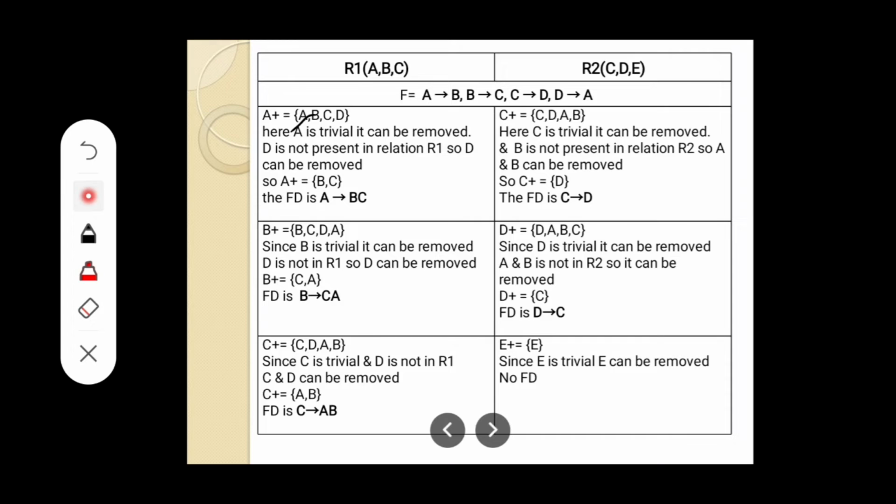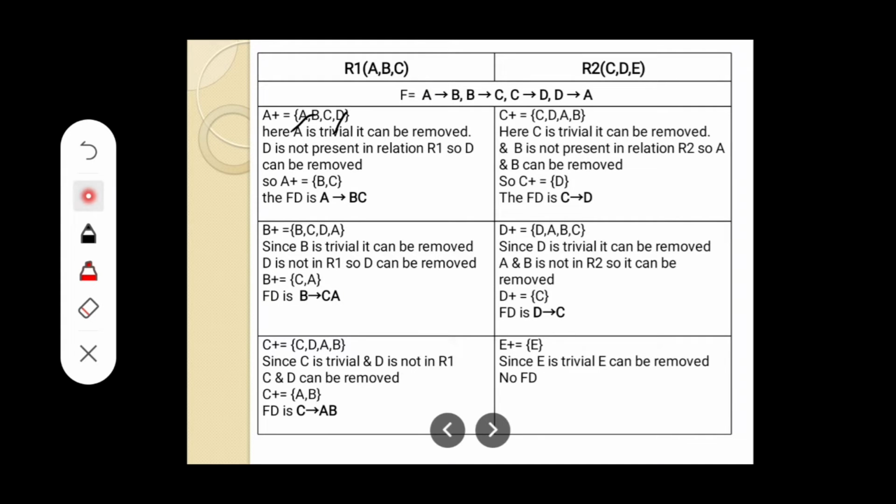Next you have to check B, C, and D. Look at this subrelation. In the subrelation, we have attributes A, B, and C. A is being removed because it is trivial. Now we can remove D. Why? Because D is not available here. R1 has only A, B, and C attributes. D is not applicable here, so D can be removed.